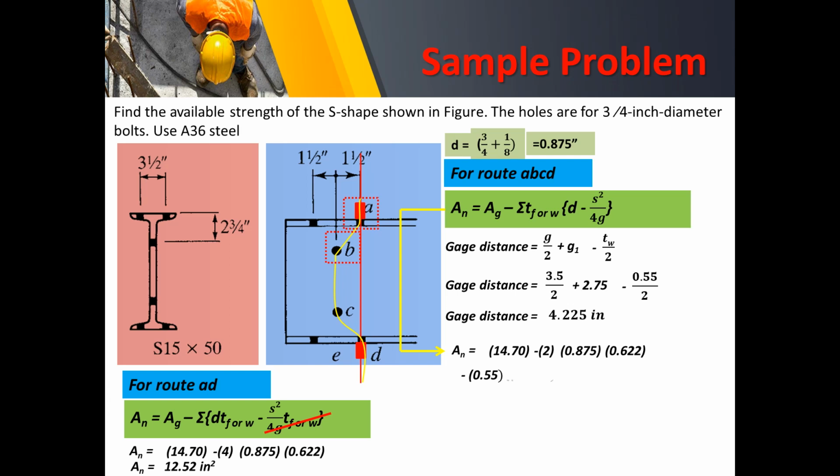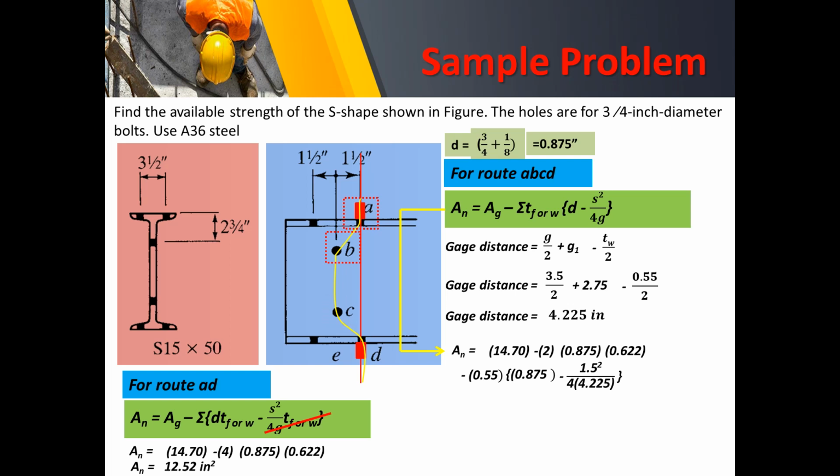So we calculate the D prime. So D prime is D minus S squared all over 4G. Our D is 0.875 minus that expression. So the pitch is 1.5 and the gauge distance computed is 4.225.